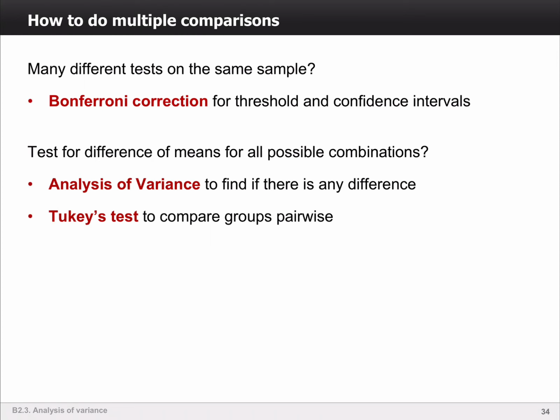And then if you have all possible combinations, and you want to compare means of the different combinations, if you have several grouping factors or one group with many different labels, then one of the best ways to do that is to use ANOVA. ANOVA tells you if you have any difference at all. And then the Tukey test complements ANOVA in order to see where the difference is and how big the difference is.